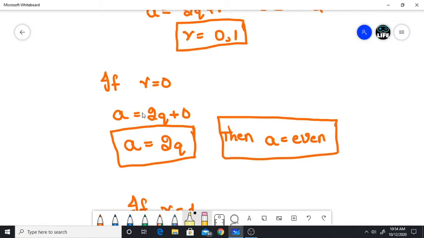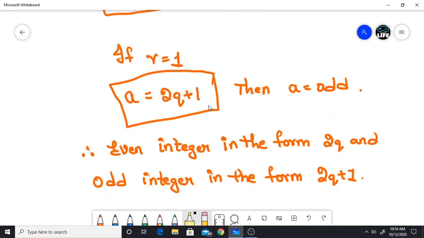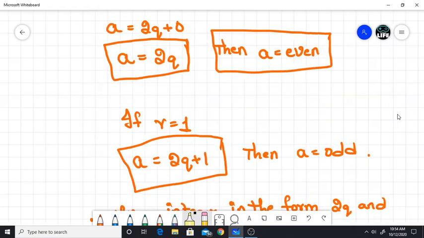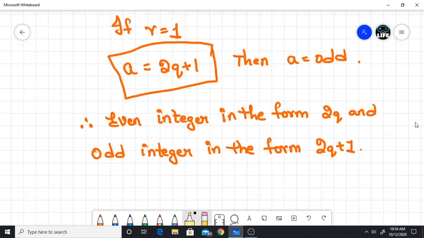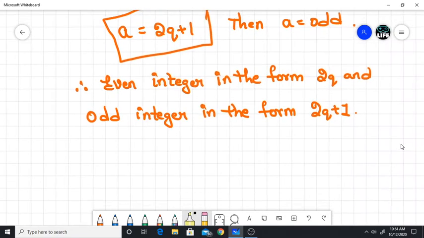If a equals to 2q plus 0, a equals to 2q, then a is an even integer. If r equals to 1, a equals to 2q plus 1. We already know that 2q is even. Even plus 1 gives you an odd number. Therefore, even integer is in the form 2q and odd integer is in the form 2q plus 1.